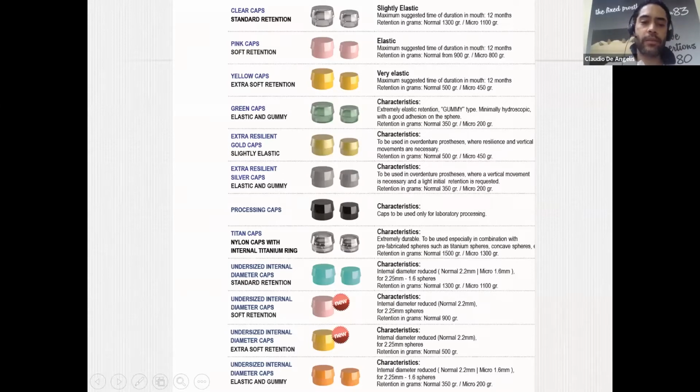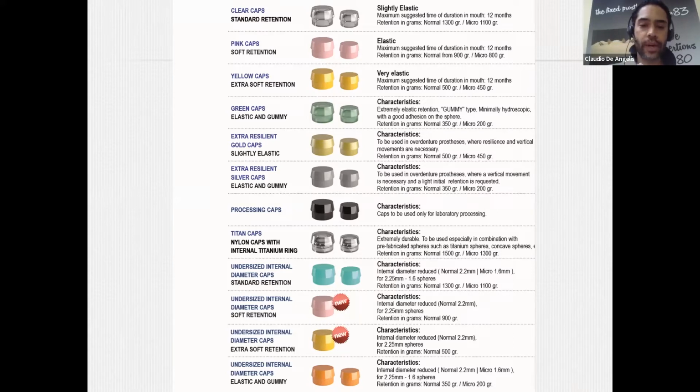because those are compatible with many spheres which are already in the market, or in case when an old retentive sphere, which was originally of 2.5, over time has reduced the diameter, and you need again to recover the retention of our denture, of the patient denture, sorry, and you are not forced to change the sphere. You just change the cap by using one with an internal diameter reduced.